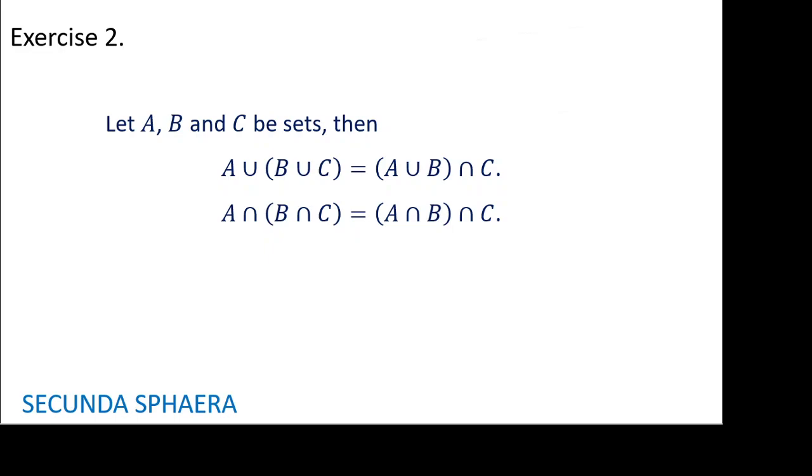In this case, we have the sets A, B, and C. And now we want to prove that A union (B union C) is equal to (A union B) union C, and also that A intersection (B intersection C) is equal to (A intersection B) intersection C. So a little bit long, and also the proof is going to be a little bit long, but that's just because we are dealing with a pretty general claim.